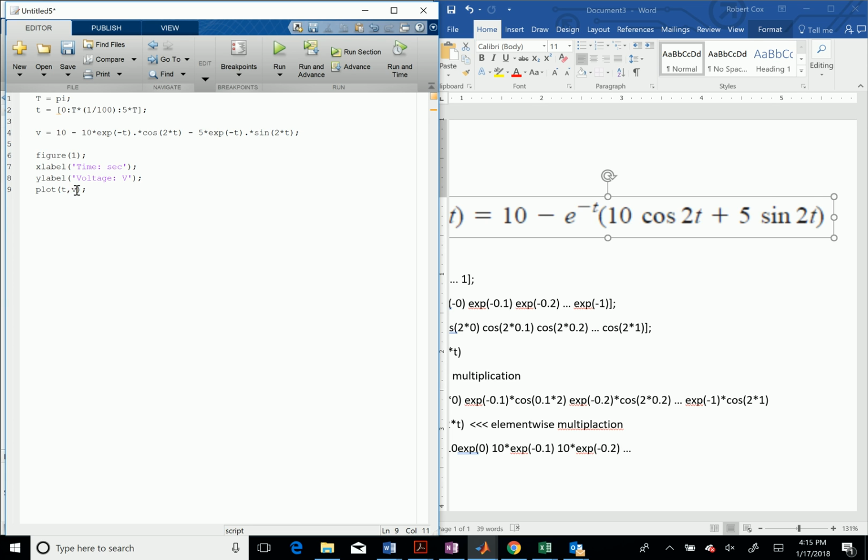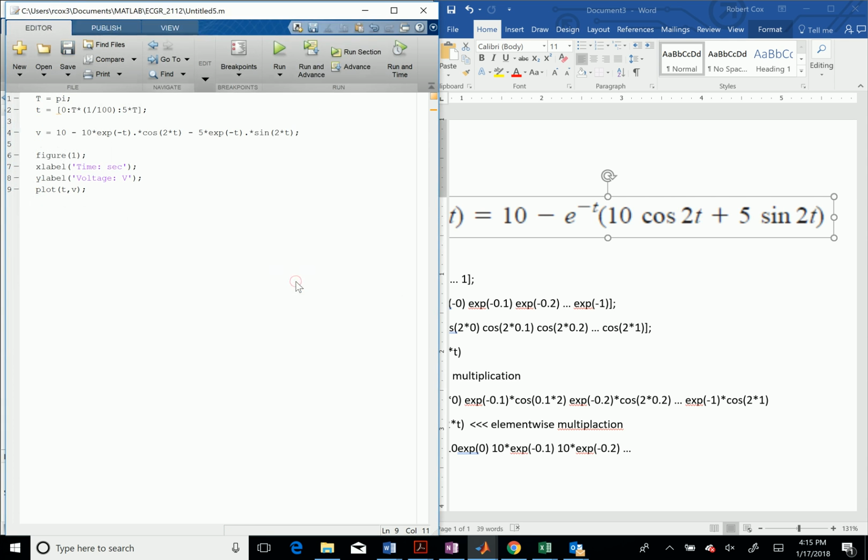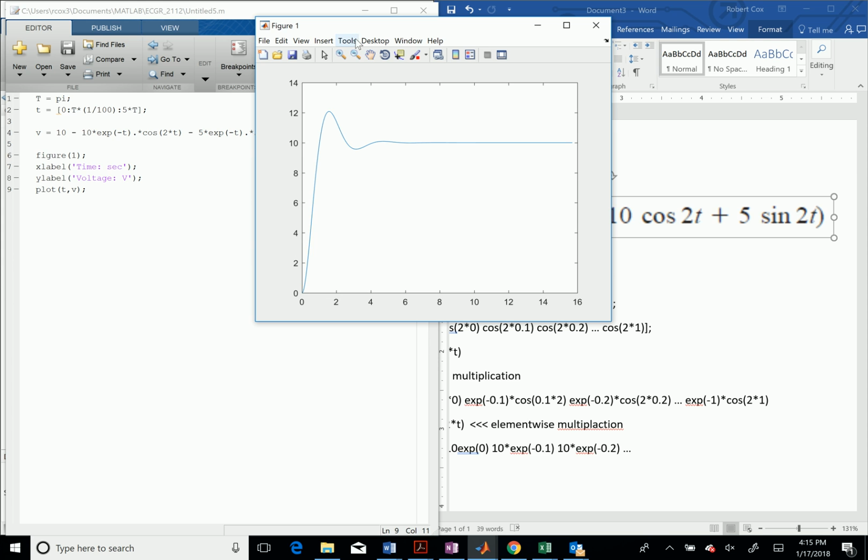So I say plot t comma v, where t is the time vector that's going to be on the x-axis, and v is the voltage that's going to be on the y-axis. All right. So if I go to run it, it asks me to save it. I'm just going to call it Untitled 5, even though that's a silly name. And I run it. Here's figure 1.